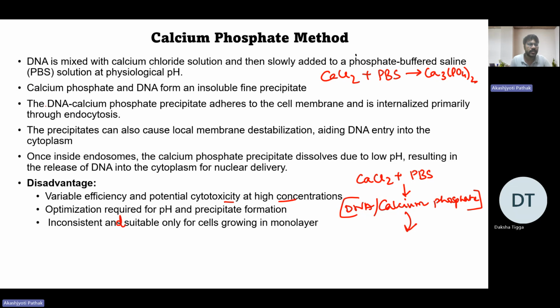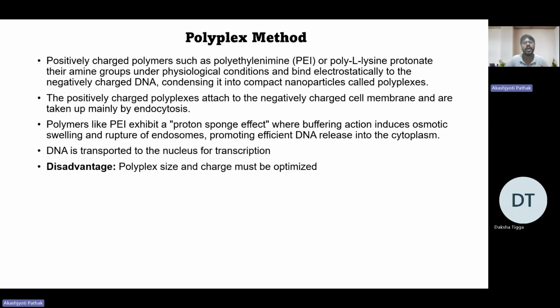So remember the disadvantages. One of the disadvantages is potential cytotoxicity at high concentration, it requires a lot of optimization, and it gives very inconsistent results. That is why this method is not used as widely as other methods. Now, the method that is used widely is the polyplex method. So what is this polyplex method?